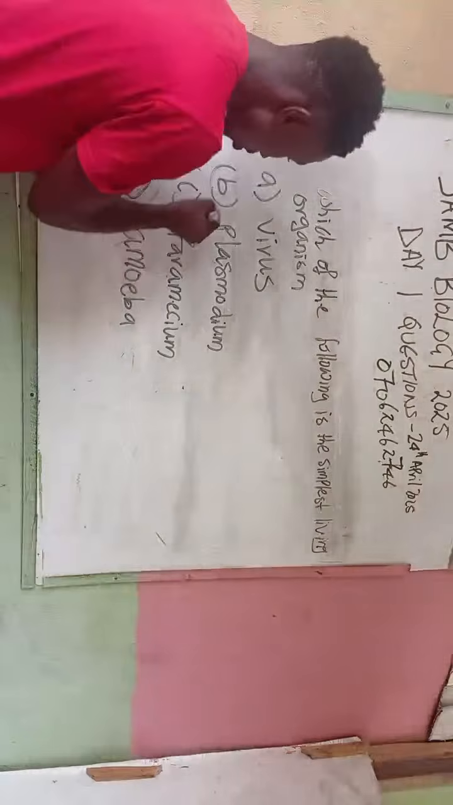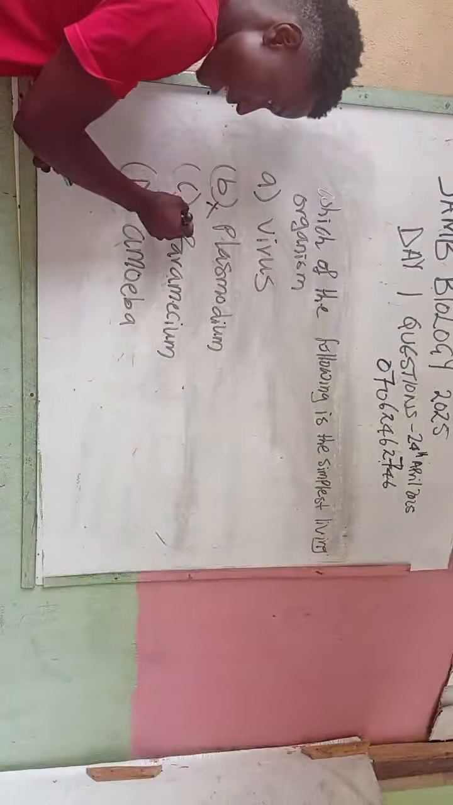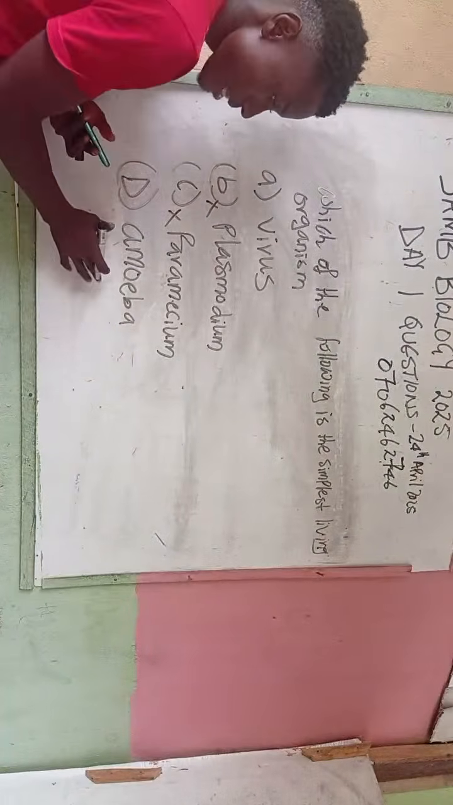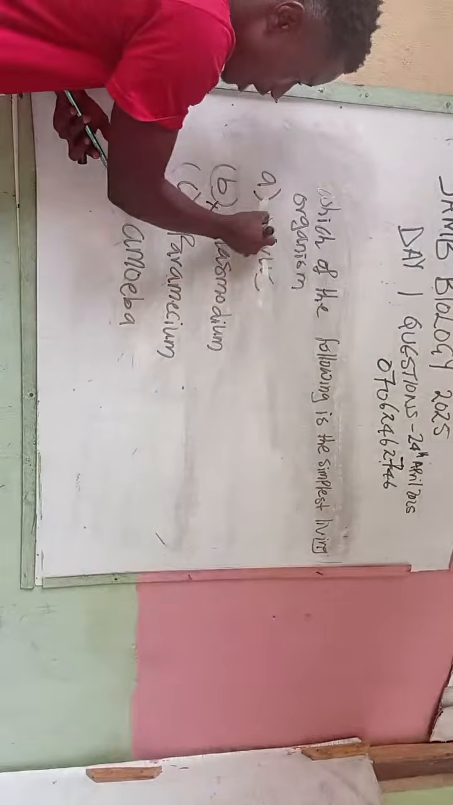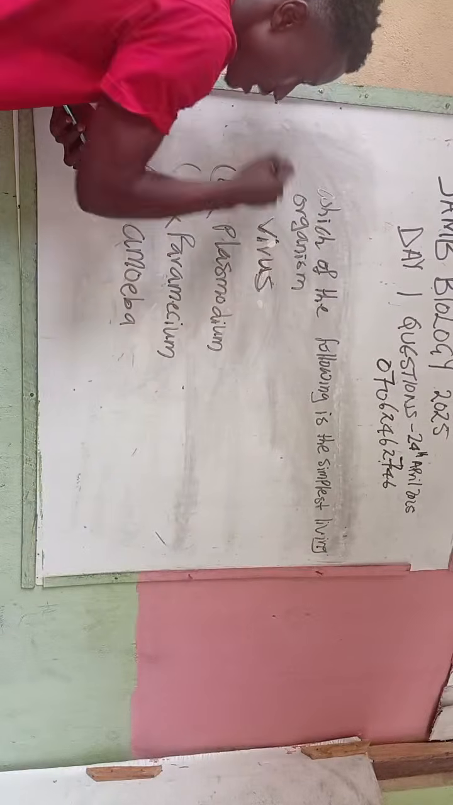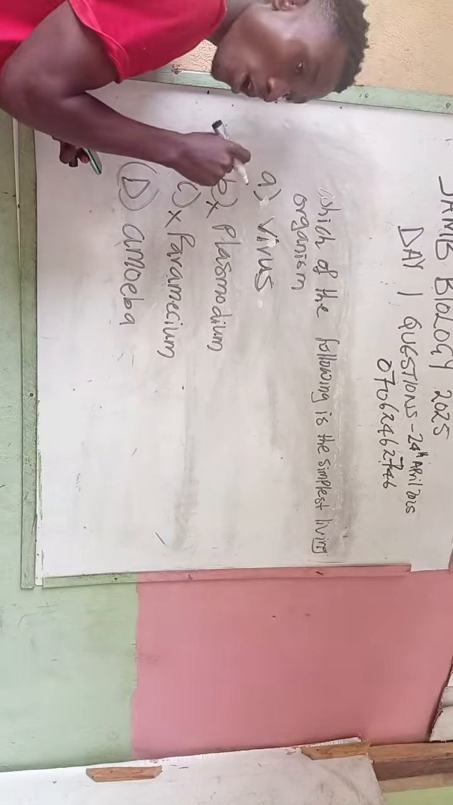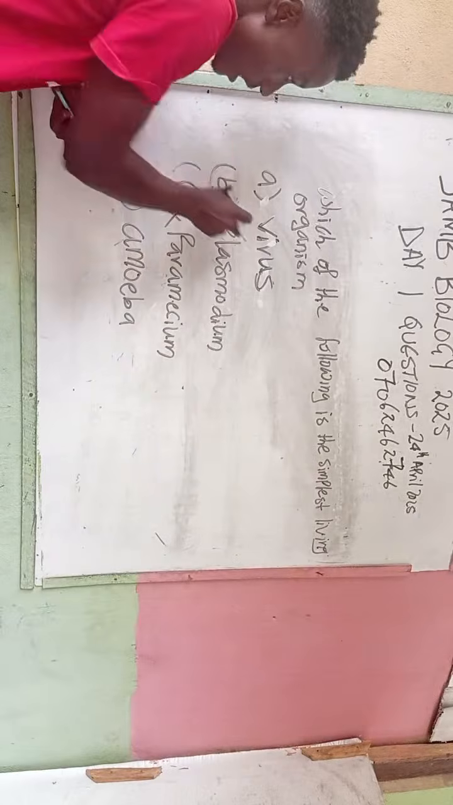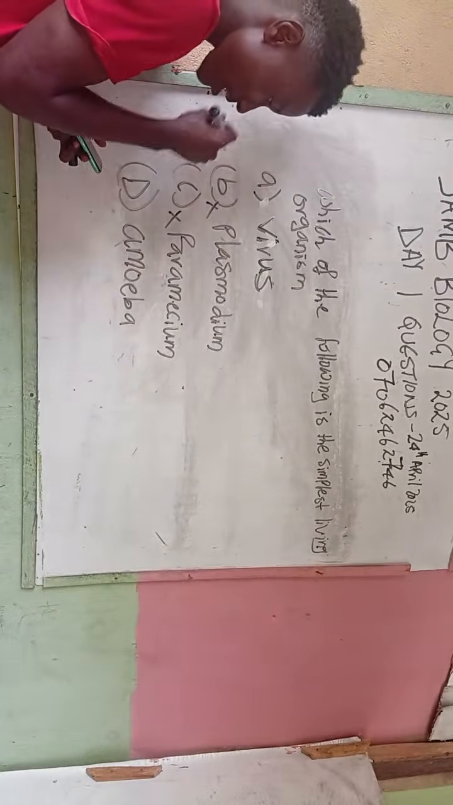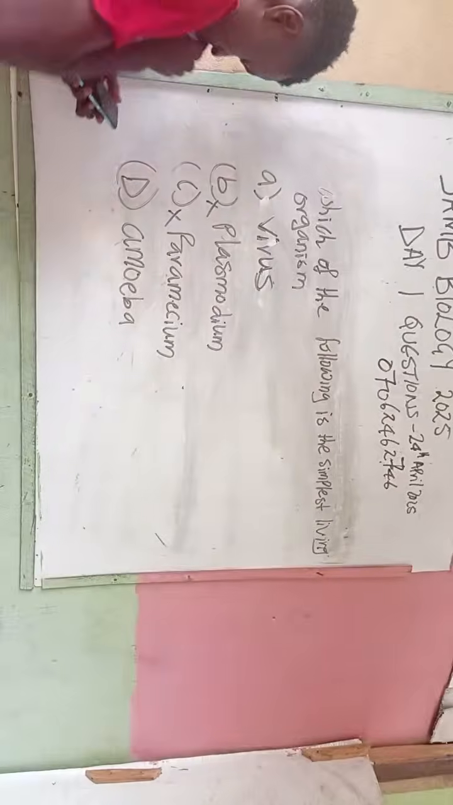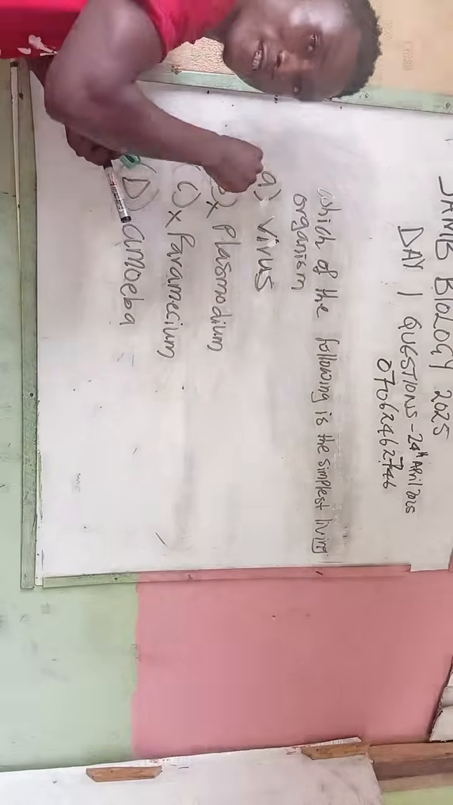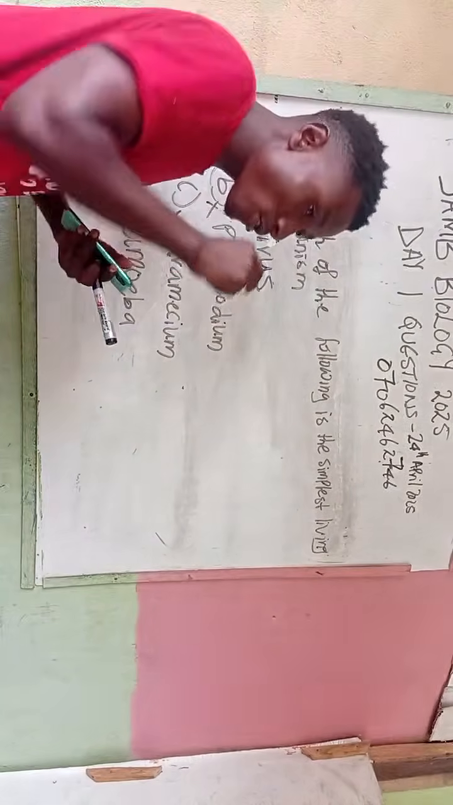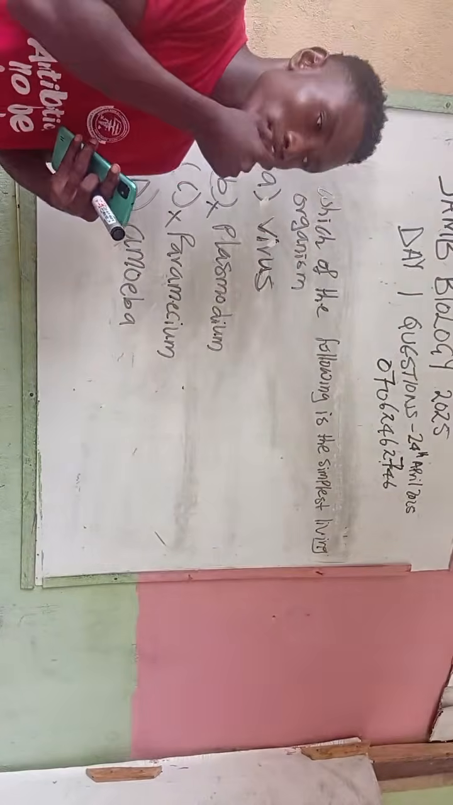The answer is not plasmodium. Neither is it paramecium. So we are being left with amoeba and also virus. Now, when you check these two, they are simple organisms, right? The virus is a simple organism. The amoeba is also a simple organism. But the problem there is this: the virus cannot live on its own.